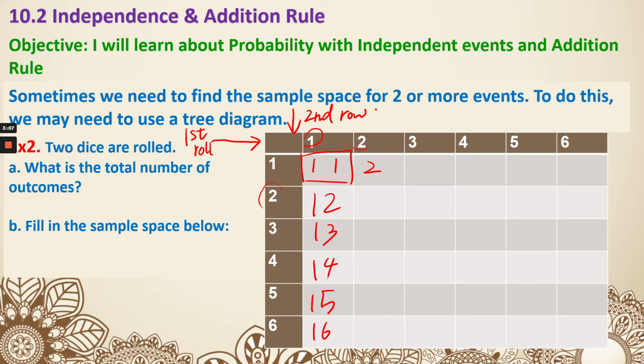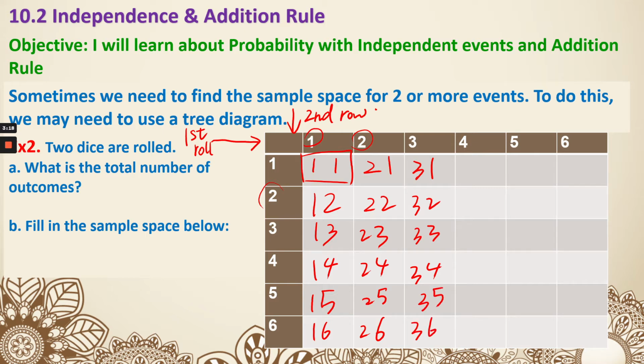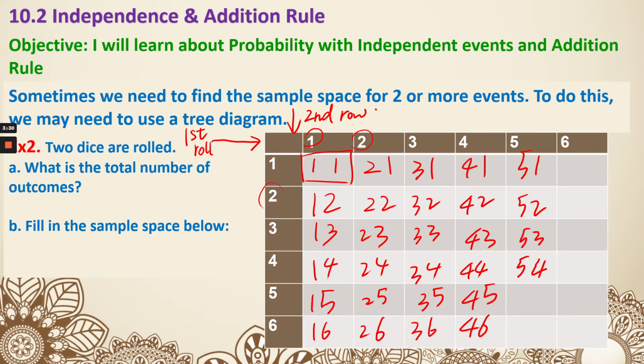Next, 2 is our first die, and the second die is 1. So 2,1; 2,2; 2,3; 2,4; 2,5; 2,6; 3,1; 3,2; 3,3; 3,4; 3,5; 3,6; 4,1; 4,2; 4,3; 4,4; 4,5; 4,6; 5,1; 5,2; 5,3; 5,4; 5,5; 5,6; 6,1; 6,2; 6,3; 6,4; 6,5; 6,6. We're not writing numbers like 51 or 52, because that represents two different dice. So in total, we have 36 outcomes.